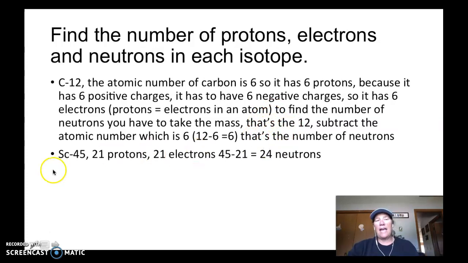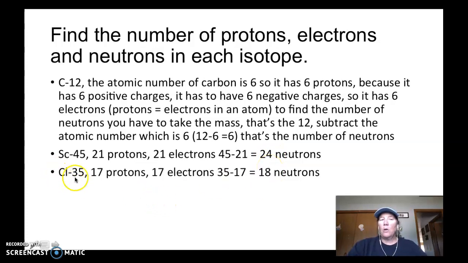Okay, here's another one. Scandium, and 45, this is its mass. If you look up scandium on your periodic table, its atomic number is 21. That means it has 21 protons. So if it has 21 protons, it also has 21 electrons. They equal each other. And then if I want to figure the number of neutrons, I take 45 minus 21, and I get 24. So scandium 45 has 21 protons, 21 electrons, and 24 neutrons.